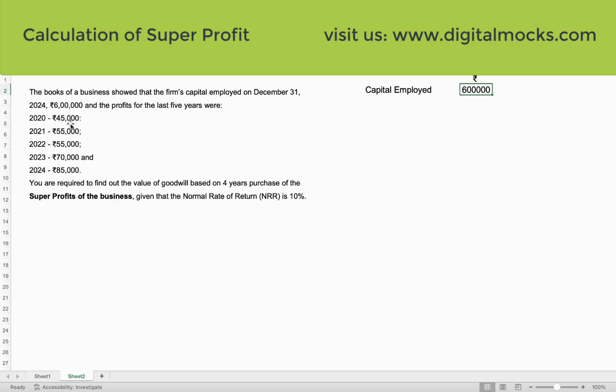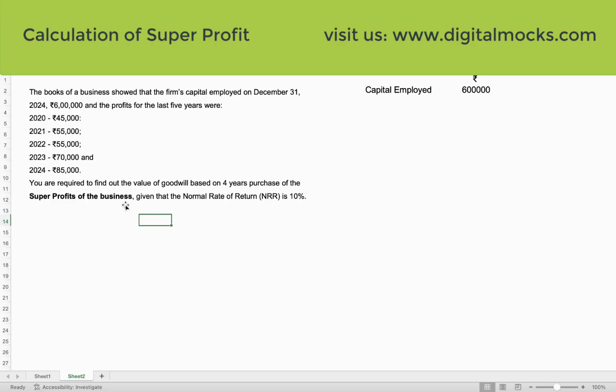2020 profit was rupees 45,000, 2021 profit was rupees 55,000. Then again we have 55,000, then 70,000 and then 85,000. So these are the profits for the last 5 years. Now see the requirement. You are required to find out the value of goodwill based on 4 years purchase of the super profit of the business. It means we need to value the goodwill and the base is super profit, right?